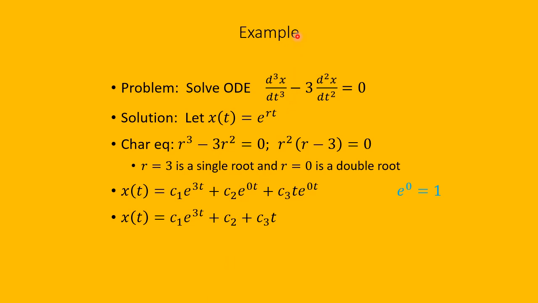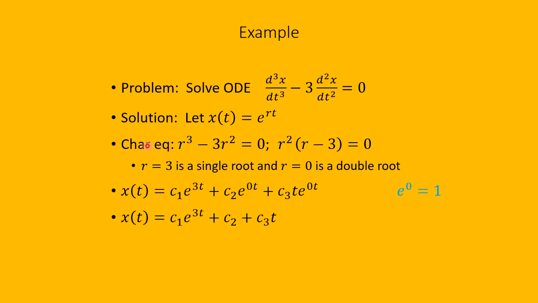So let's look at another example. Let's solve this differential equation. Find the general solution. The third derivative of x with respect to t minus 3 times the second derivative of x with respect to t equals 0. So what's the characteristic equation going to be by letting x equal e to the rt? What we find is from this we get r cubed minus 3r squared equals 0.